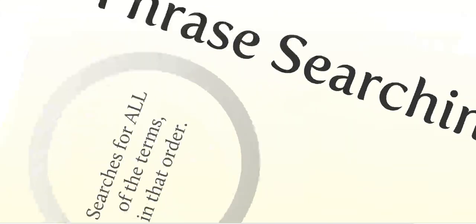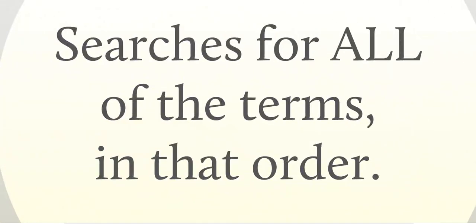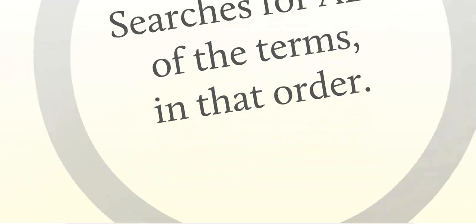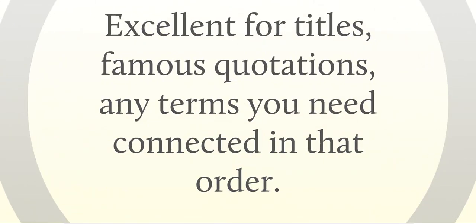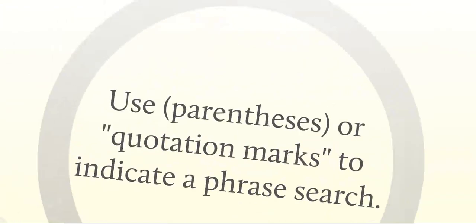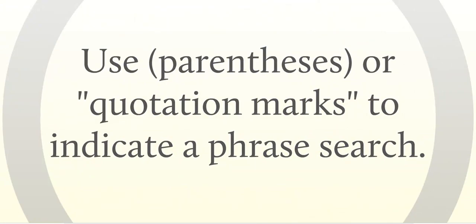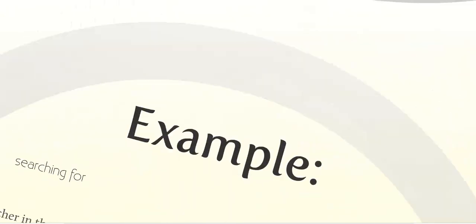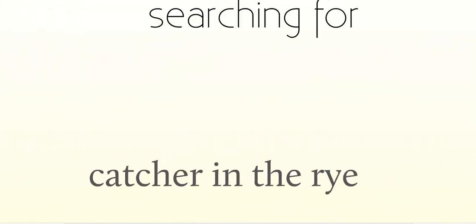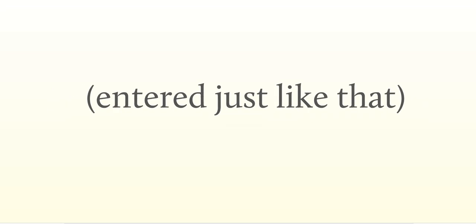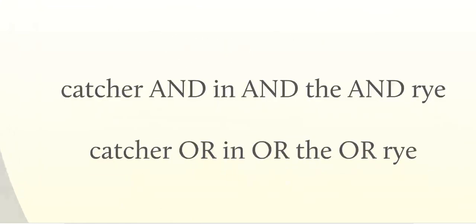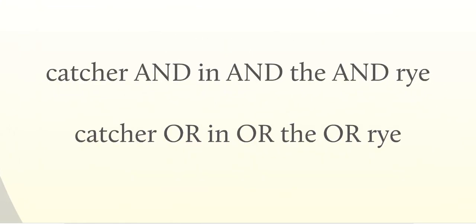Phrase searching is another important tool for searching. This searches for all of the terms in the order you enter them. It's excellent for titles, famous quotations, and any terms that you need connected in the order that you enter them. You use parentheses or quotation marks to indicate a phrase search. So for example, if you're searching for Catcher in the Rye, entered just like that, it's going to retrieve something that looks like this. This is not a very precise search.